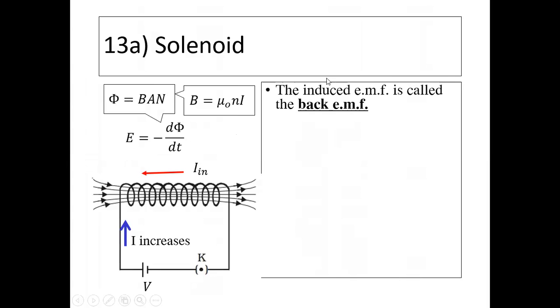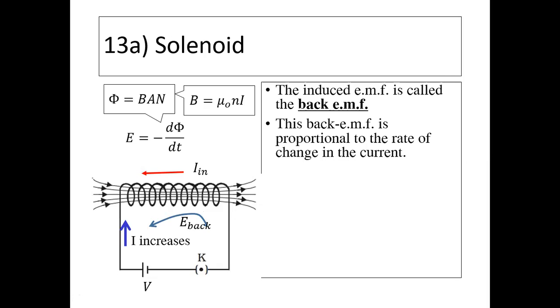And we call that induced EMF back EMF. Right? It opposes the direct EMF. That's a direct EMF provided by a battery. Right? We call it back because it opposes the direct EMF. I can show it there. E back is for your back EMF.